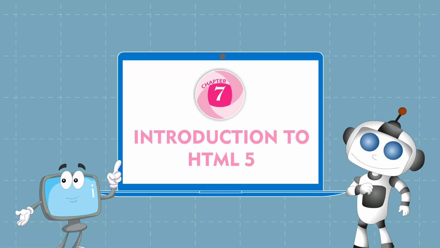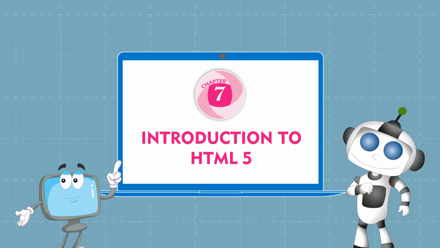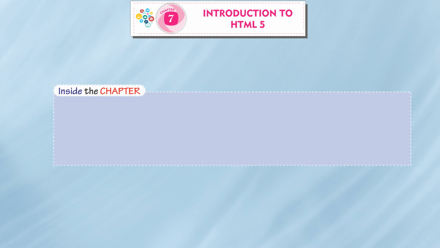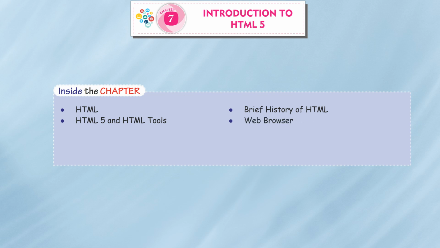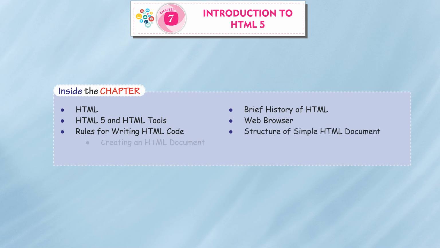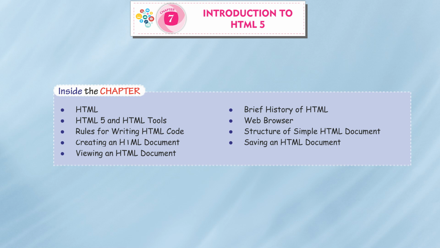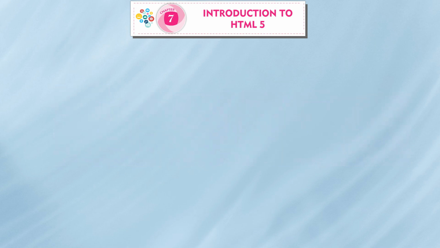Chapter 7, Introduction to HTML5. Inside the chapter: HTML, Brief History of HTML, HTML5 and HTML Tools, Web Browser, Rules for Writing HTML Code, Structure of Simple HTML Document, Creating an HTML Document, Saving an HTML Document, Viewing an HTML Document, HTML Tags and Attributes.